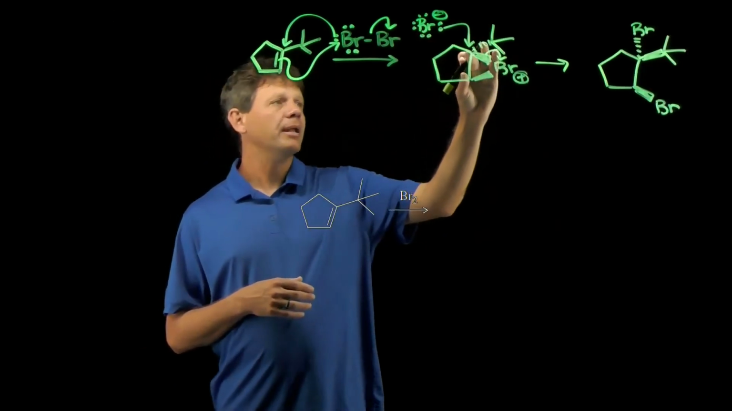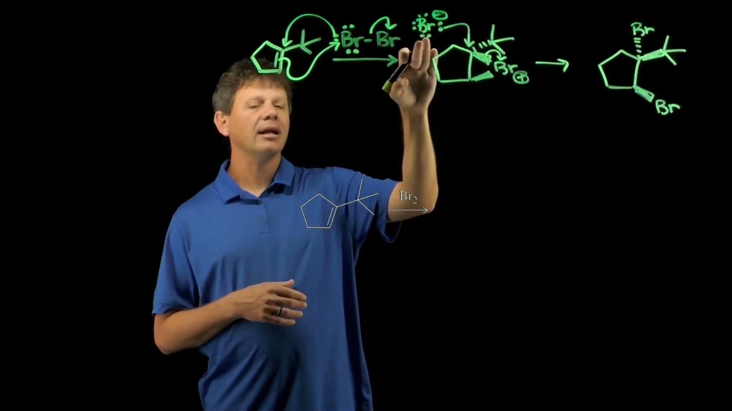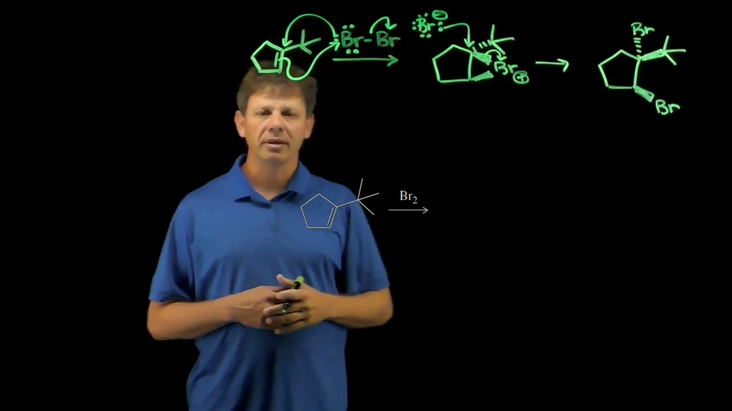That anti-addition is because the face that we have formed the bromonium ion is attacked on the opposite side by the nucleophile that adds.